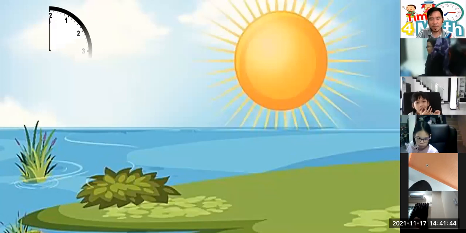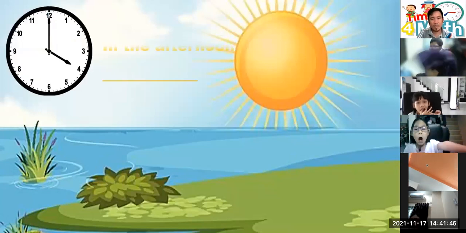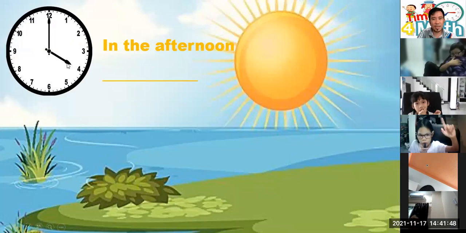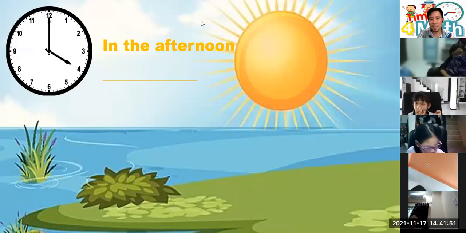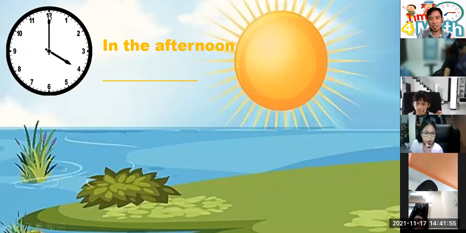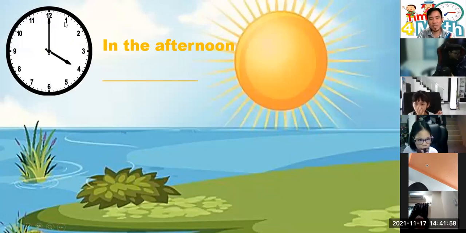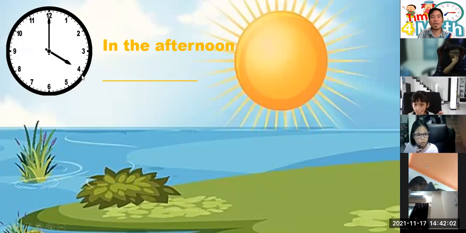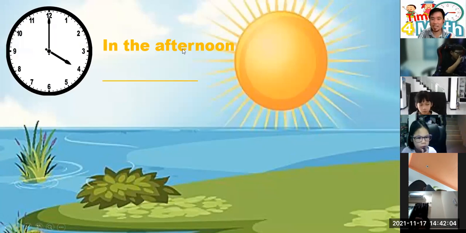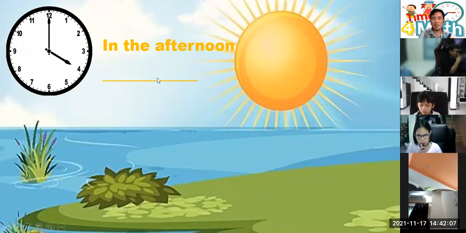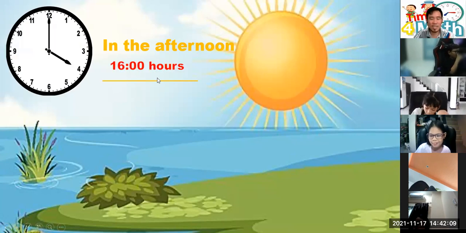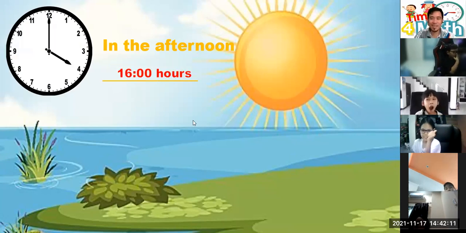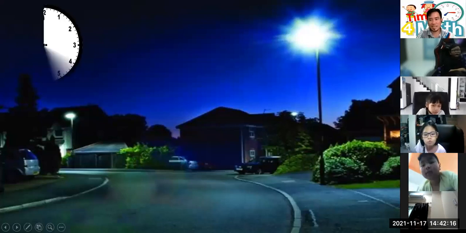Here, this clock. This one is in the afternoon. What time is it? So here, 1200 hours. Next is 1300 hours. Next is 14. Okay, 16 because it's in the afternoon. Very good. This one is 1600 hours. Now, this one is at night.